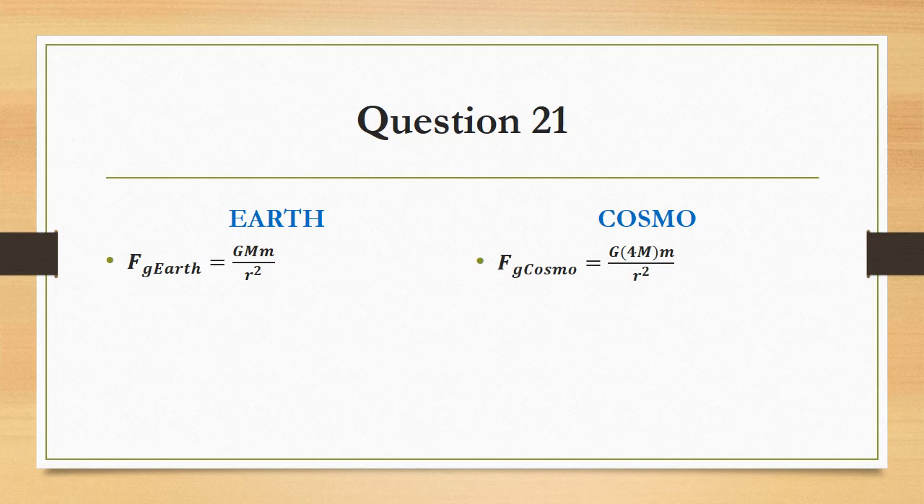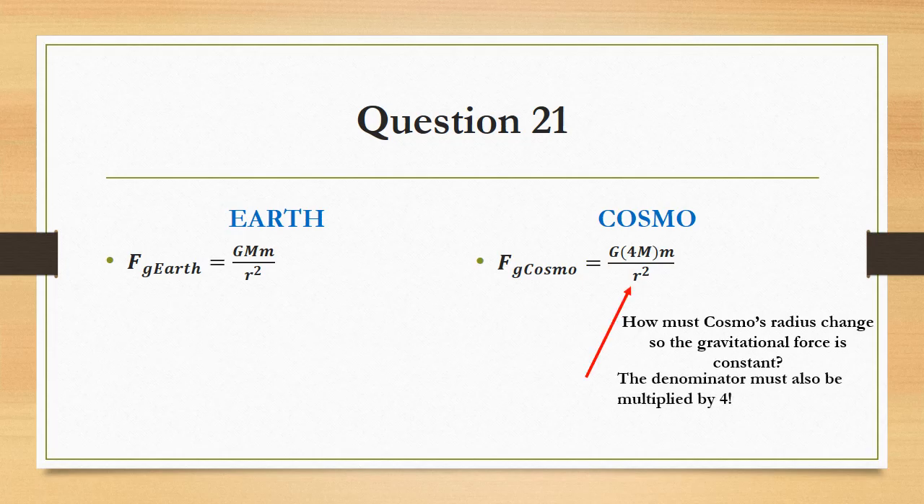So the question is basically this. If I quadruple the mass, right, that's in the numerator, and I need the gravity to be the same as it is over here, well then what must happen in the denominator? Well, it must also have a 4, right? We're going to need a 4 down here so that 4 over 4 cancels, and we end up with the same expression, the same gravitational force.